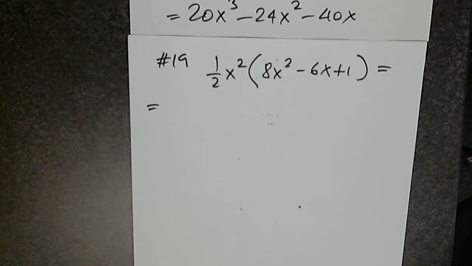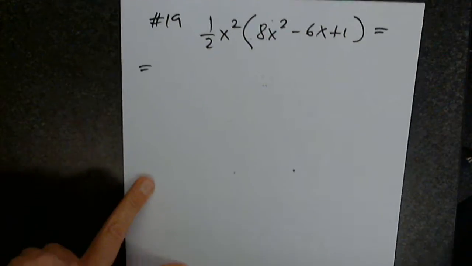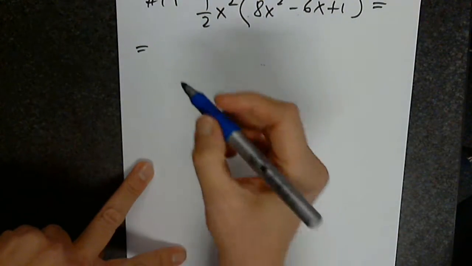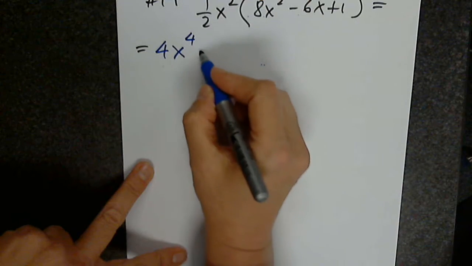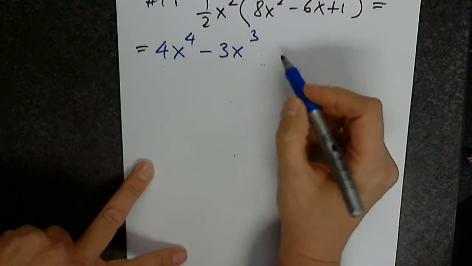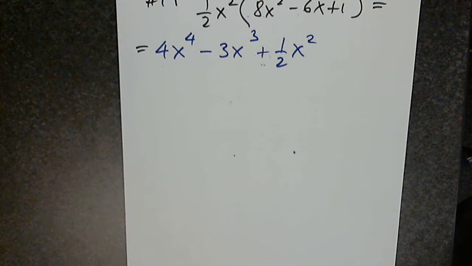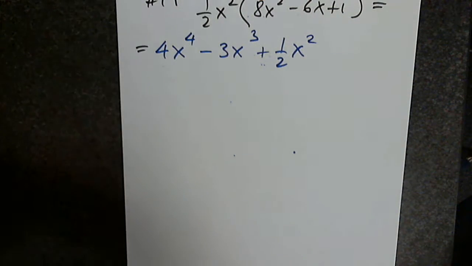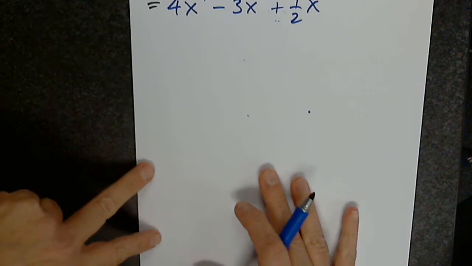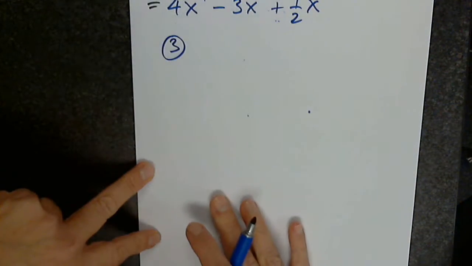Okay, can anyone tell us what to write? Very good. 1 half times 8 is 4, minus 3x to the third power, plus 1 half x squared. Do we know how to multiply a monomial by anything, by another monomial or any polynomial? Yes or no? Yes? Okay, now let's move on to multiplying two binomials. That's situation number 3.